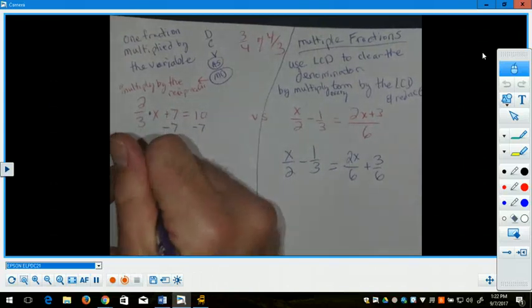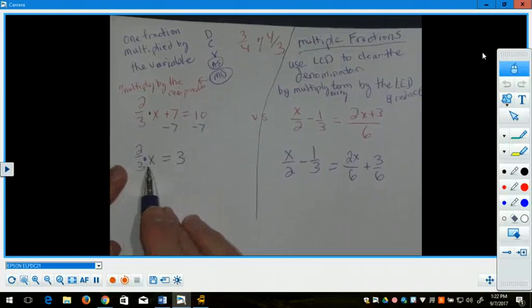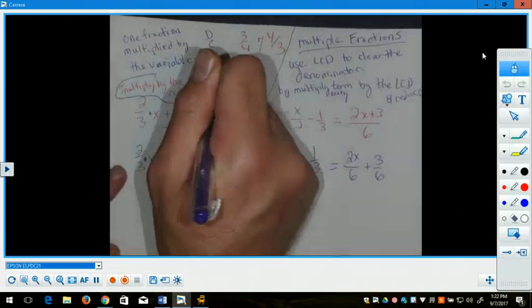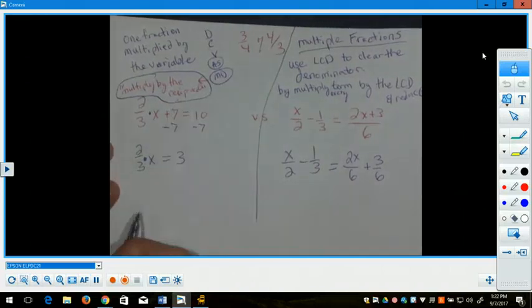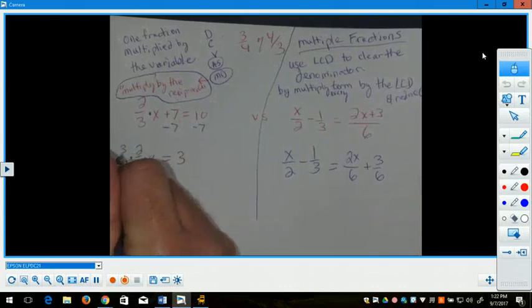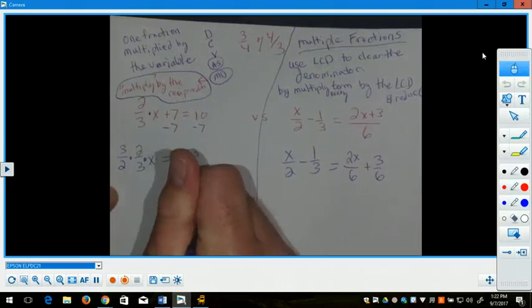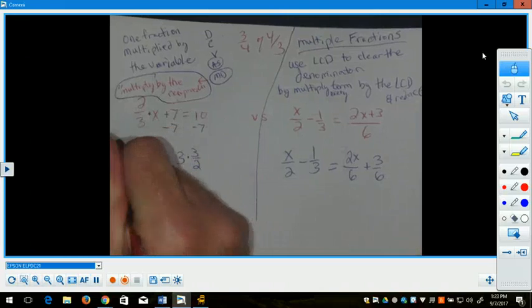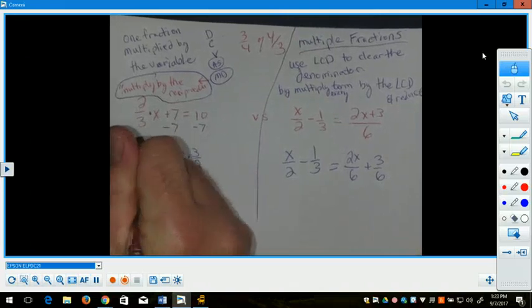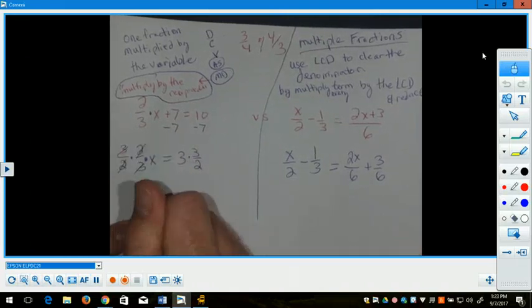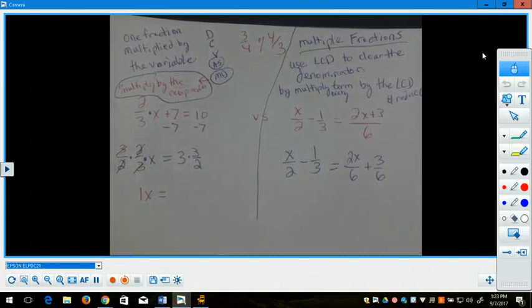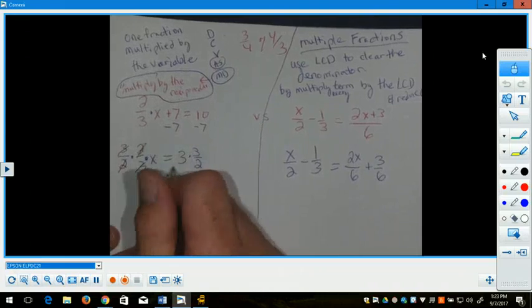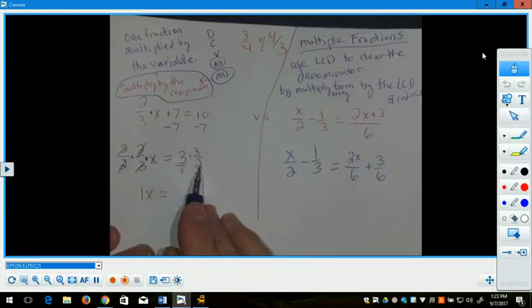To undo multiplication of a fraction, we are supposed to multiply by the reciprocal. So we're going to multiply both sides of the equation by the reciprocal. So right here we have 3 over 3 becoming 1, 2 over 2 becoming 1, leaving us 1x, or just x on the left-hand side of the equation. Because 3 goes into 3 one time, 2 goes into 2 once. On this side, I have 3 over 1 times 3 over 2.